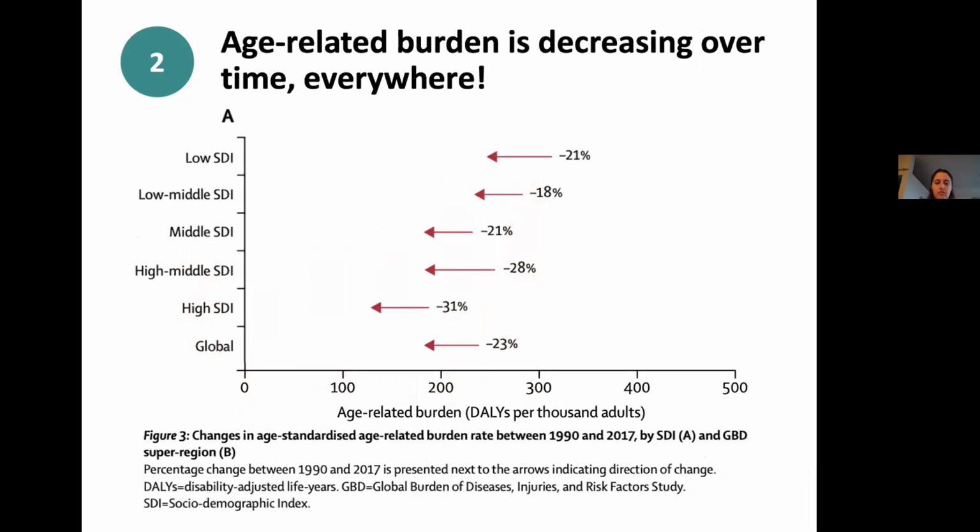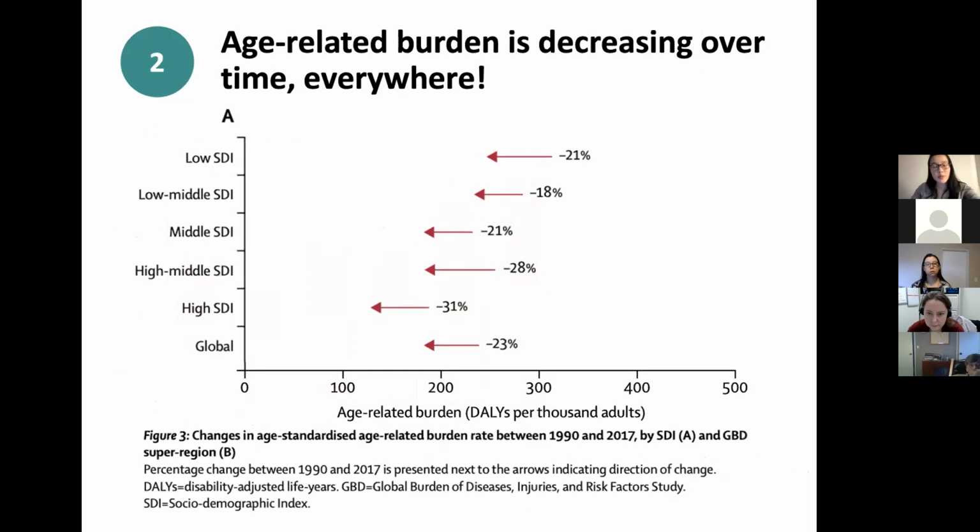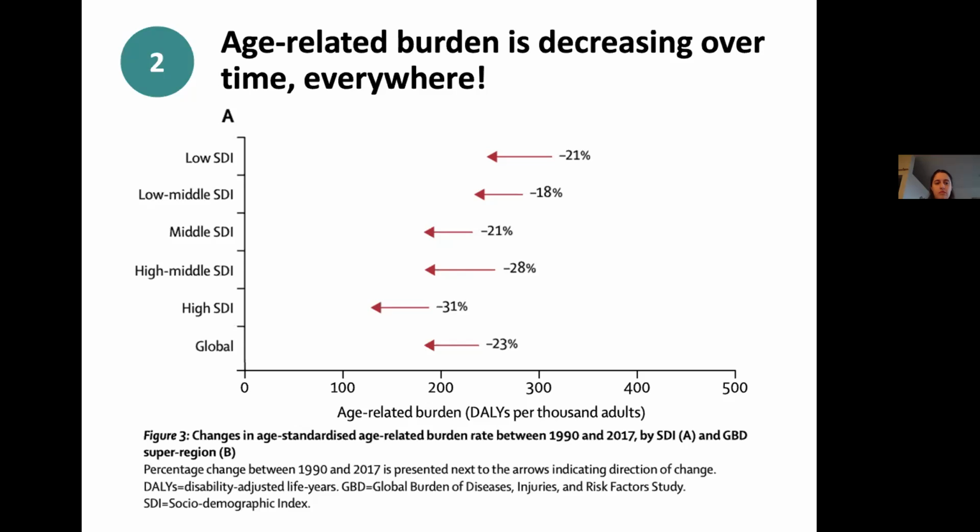The second key message is that age-related burden is actually decreasing over time everywhere. This is contradictory to what we often hear in the media, where we say, oh, everywhere the population is aging, and therefore countries have to be careful and devote more money to aging-related issues. It's not wrong, but if you look at the rate, so per 1,000 people, for example, it's actually decreasing over time. What these messages usually are saying is that the number of older people, defined by age, is increasing. But whether their health status is declining or not is a different issue.